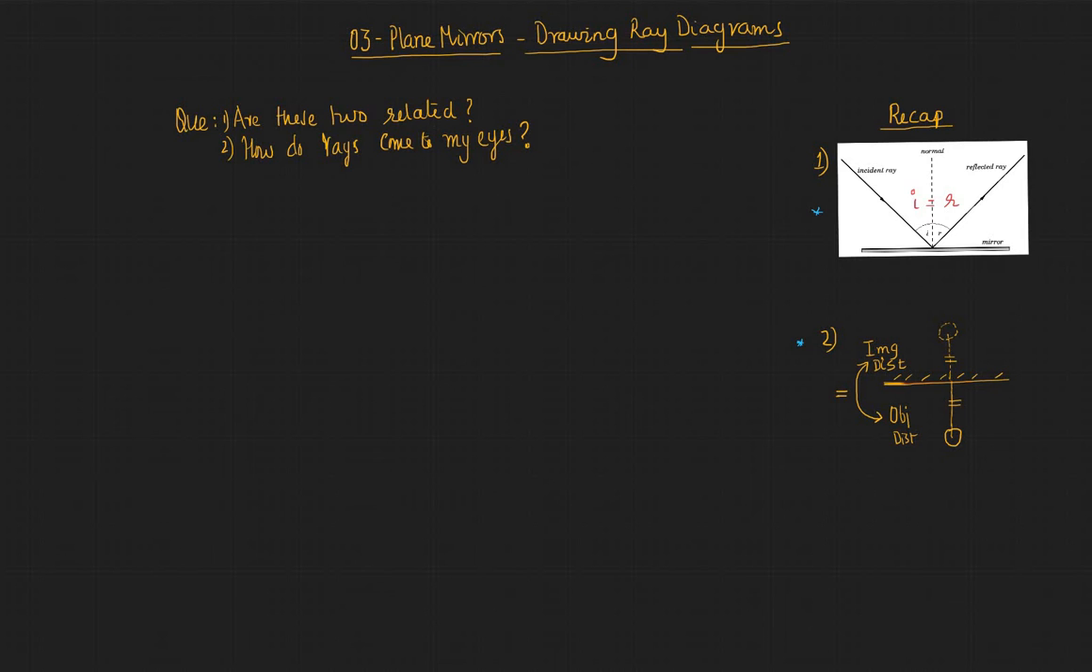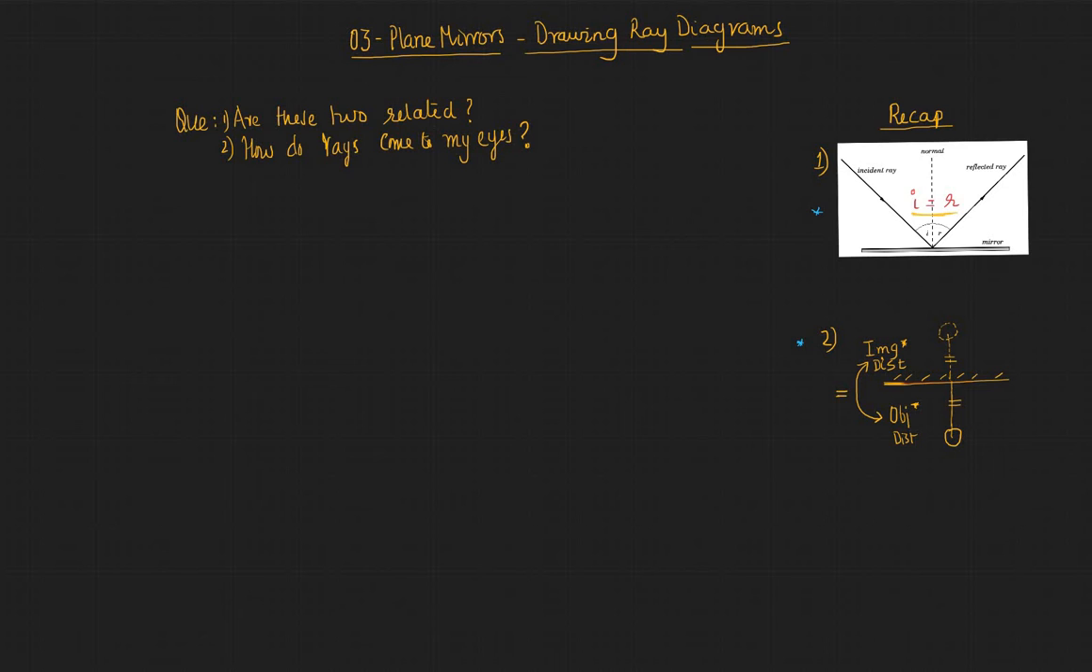Welcome to this video on drawing ray diagrams for plane mirrors. But before we start this video, a quick recap. In the previous two videos we saw experiments to demonstrate that the angle of incidence is equal to the angle of reflection, and also we saw that the image distance was equal to the object distance.